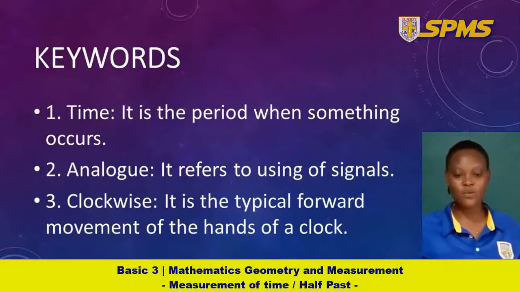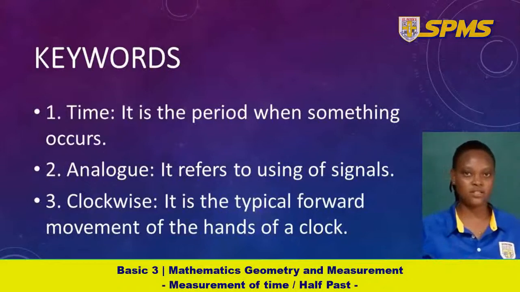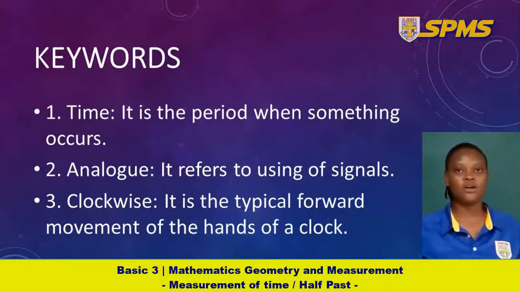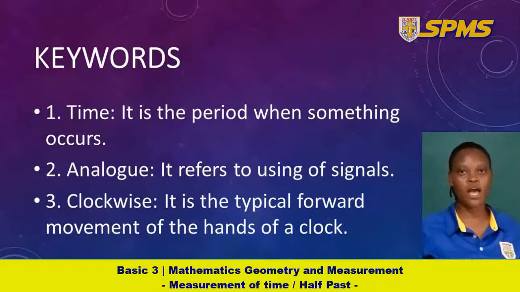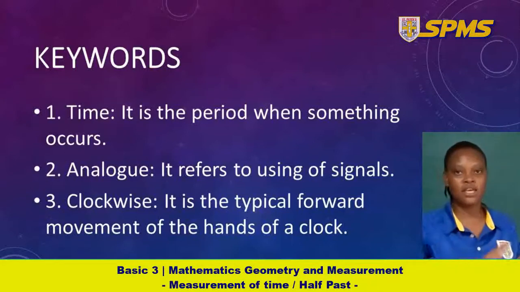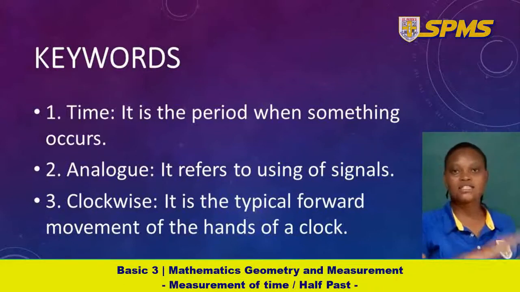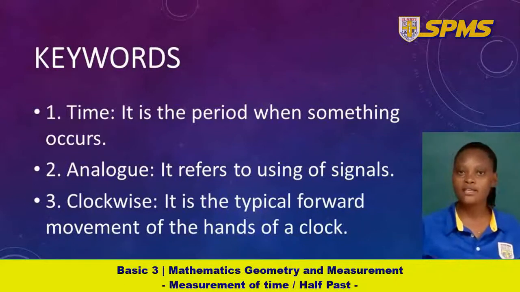And then our last keyword is clockwise. Clockwise. It is the typical forward movement of the hands of a clock. So moving in the forward direction, we term it as clockwise. And this can be found on the face of the clock when the hands are moving in the forward direction. Then we can say that the hands are moving in a clockwise direction.